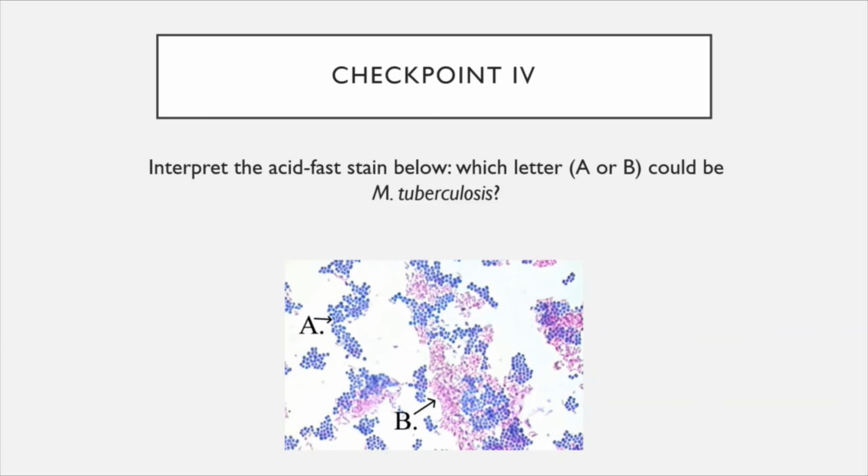Likewise, in this checkpoint, please tell me in this acid-fast stain whether letter A or letter B could potentially be the bacterium Mycobacterium tuberculosis.